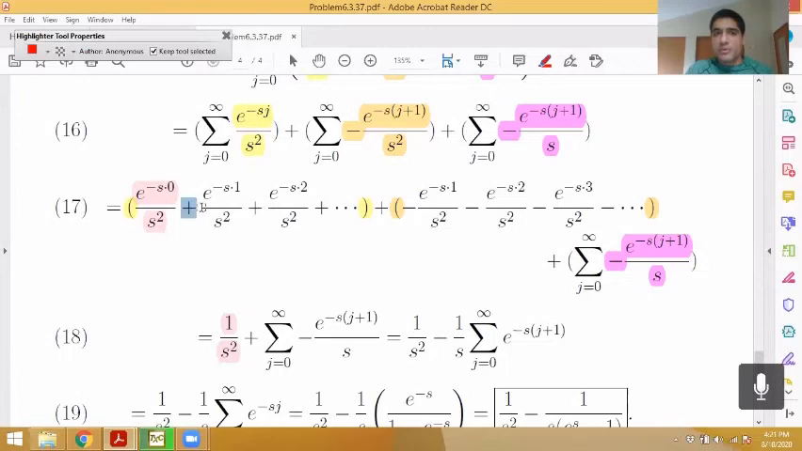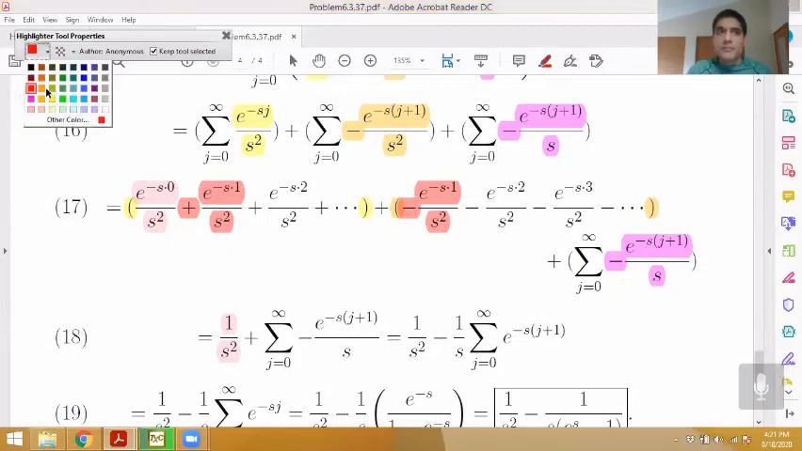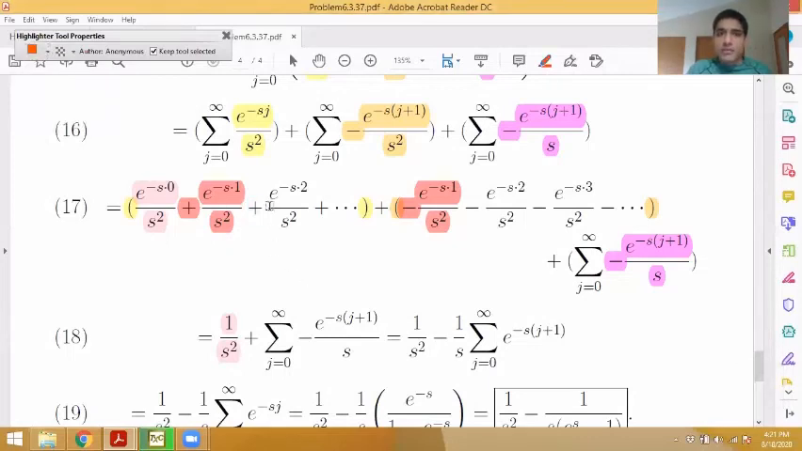So for example, we see that this term, positive e to the negative s times 1 all divided by s squared, cancels with negative e to the negative s times 1 all over s squared. And similarly, positive e to the negative s times 2 all over s squared cancels out with negative e to the negative s times 2 all over s squared.